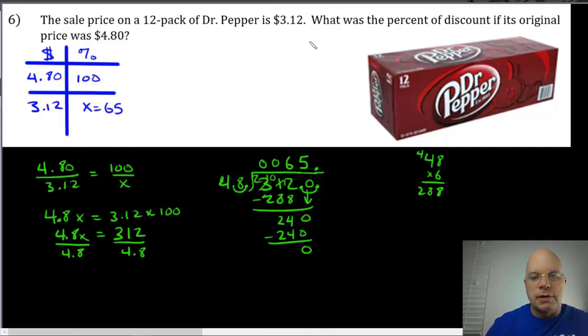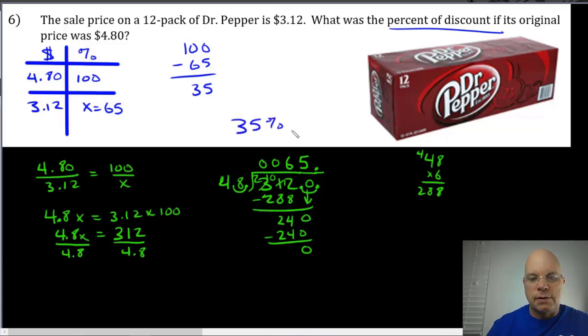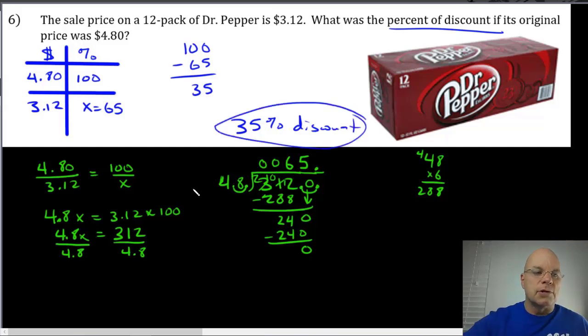But that's not the answer. It's asking for the percent discount. How much was it discounted? It went from 100 to 65, so how much was it reduced by what percent? The difference will tell you that. It went down by 35%, so there's a 35% discount. It's like a sale, 35% off the original price.